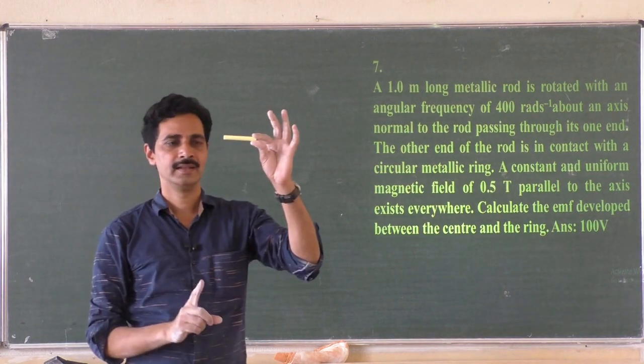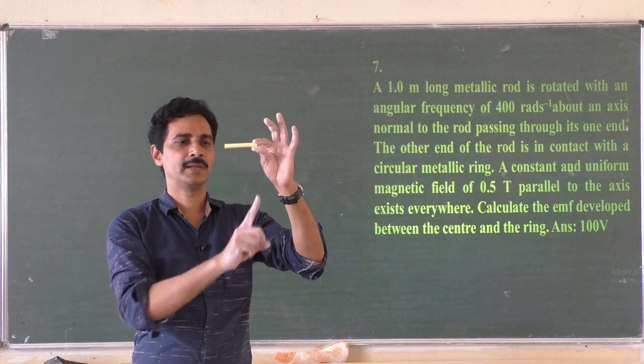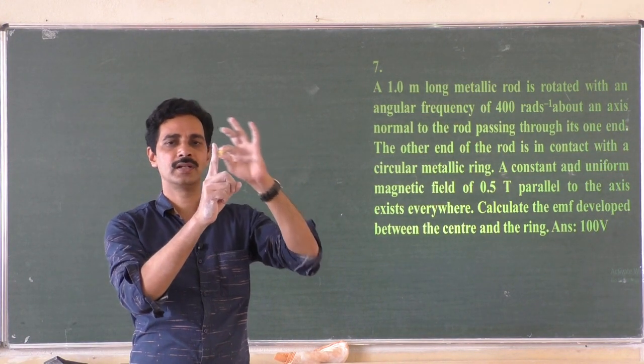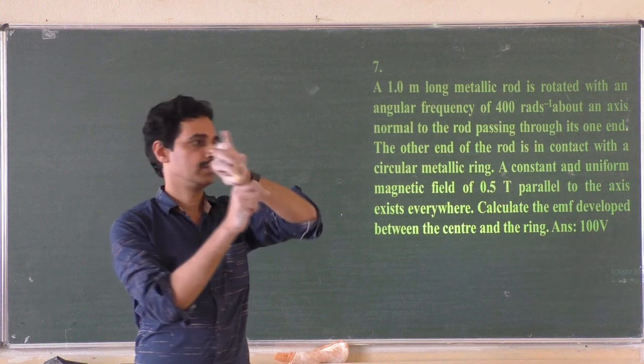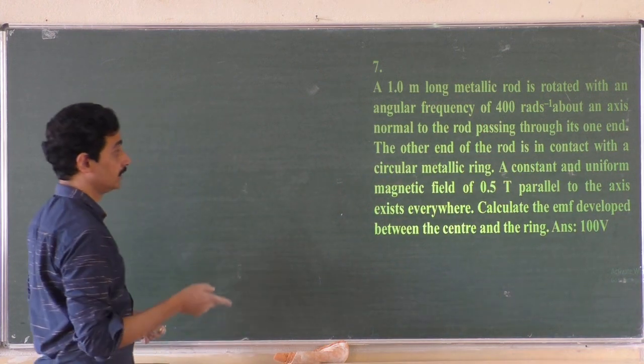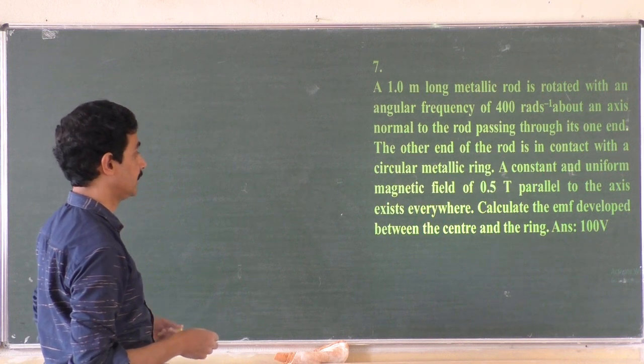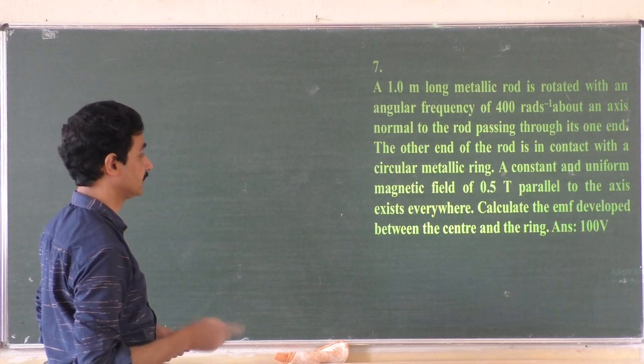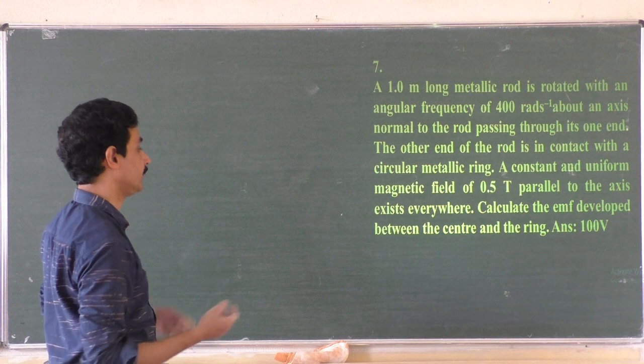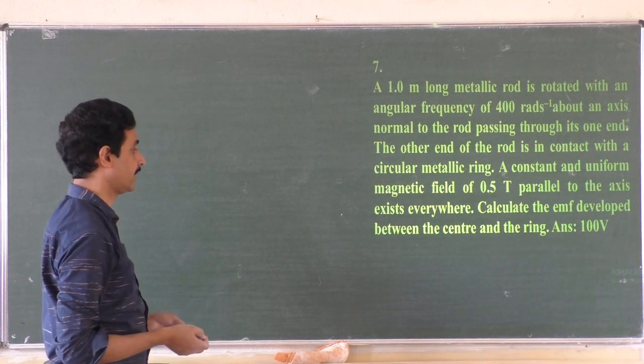The rod is like this. The axis should be normal to the rod but not in the middle, at one end. So it should turn like this, and it should turn in a magnetic field, about an axis normal to the rod passing through one end. The other end of the rod is in contact with a circular metal ring. A constant and uniform magnetic field of so much Tesla is parallel to the axis.